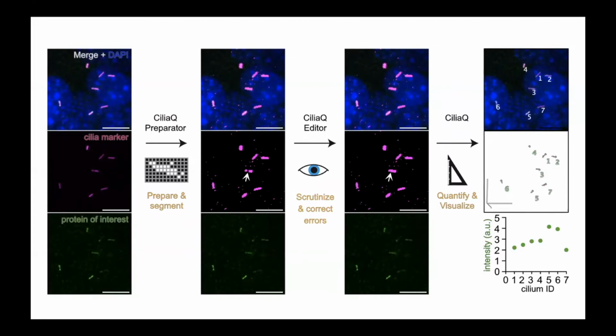It is also good to know that CiliaQ Preparator and CiliaQ are fully automated, so they would run without any user interaction and allow batch processing of large image data sets. With CiliaQ, you can learn many aspects about the cilium you are studying, such as length, orientation, bending, protein level, localization, as well as protein amount and enrichment.